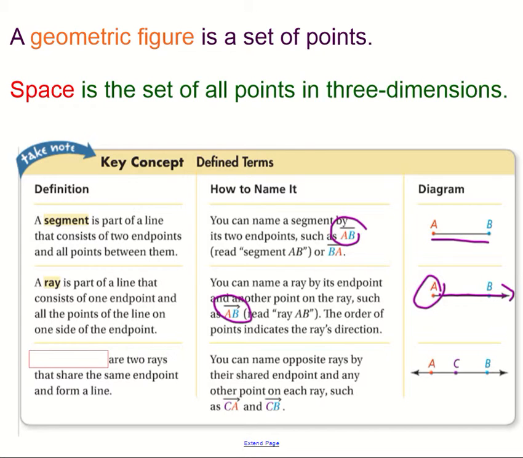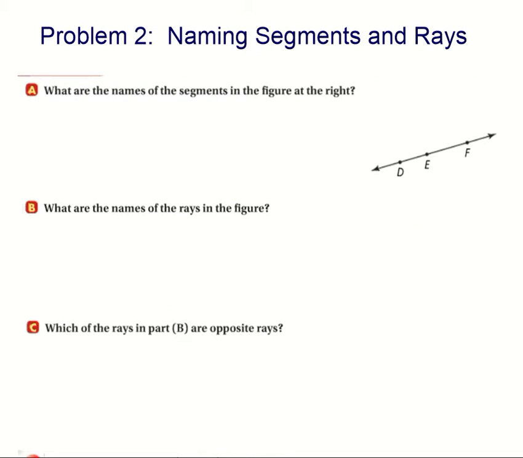And we also have opposite rays. And so opposite rays are 2 rays that share the same endpoint, and they form a line. And so we have these rays, this ray CA and this ray CB, and together they make a line. So opposite rays make a line, which we already know what a line is from earlier. And so now we can do some problems with that.